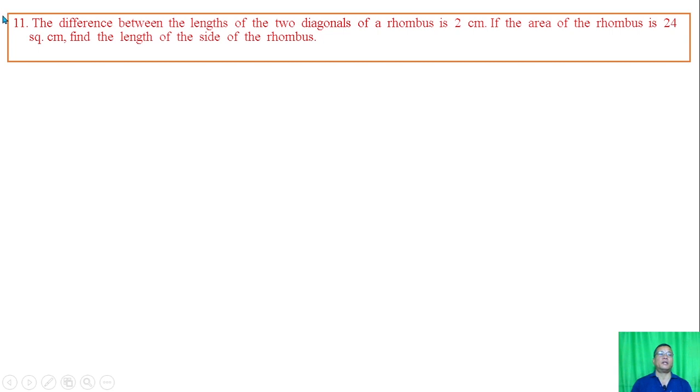Question number 11. The difference between the lengths of the two diagonals of a rhombus is 2 cm. If the area of the rhombus is 24 square centimeter, find the lengths of the sides of the rhombus.